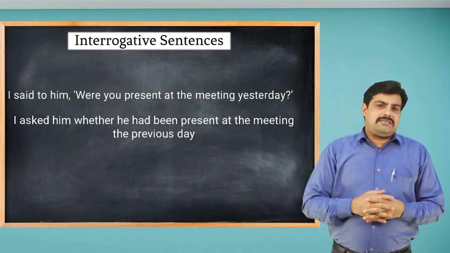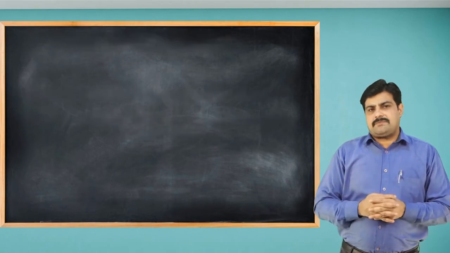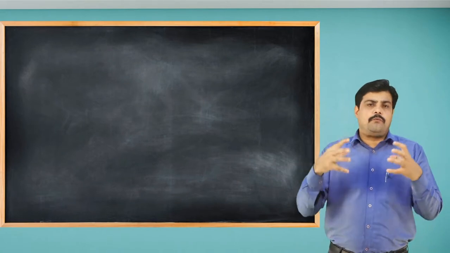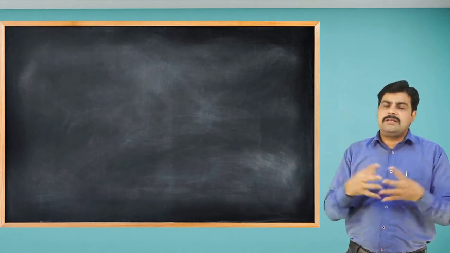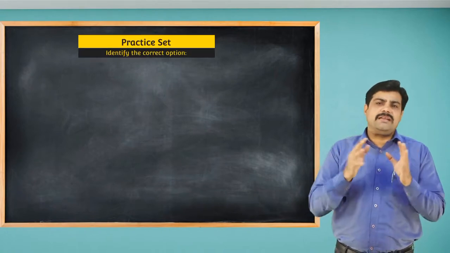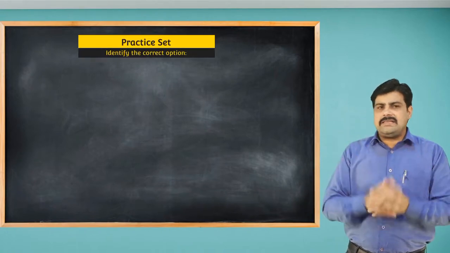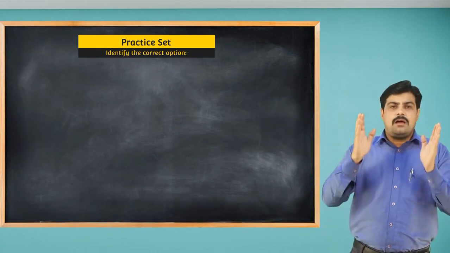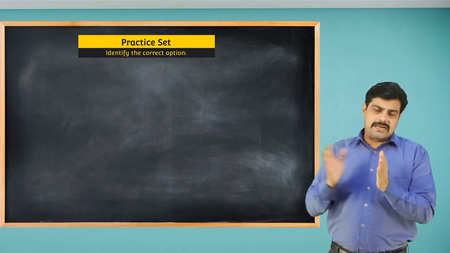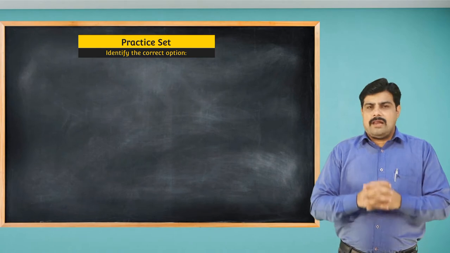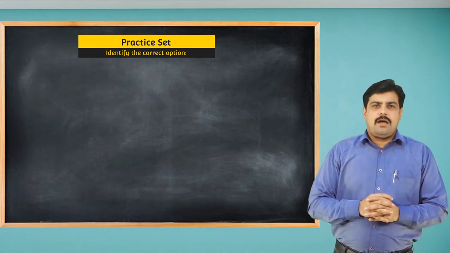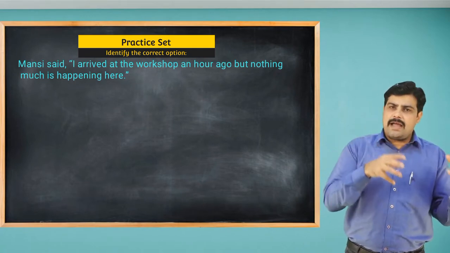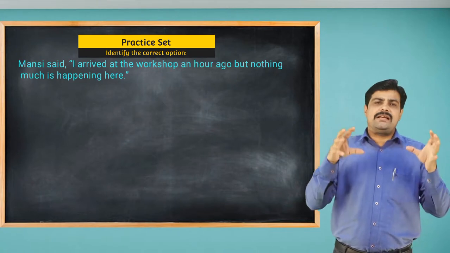Now let's take some sentences and some of the errors. In the examination, sometimes a sentence is asked through four multiple choice alternatives, and we have to pick out the right one. Okay, let's take another one. This is the sentence in front of you. Try to find the correct sentence out of these alternatives. Well, let's take the first one. Mansi said, "I arrived at the workshop an hour ago, but nothing much is happening here."